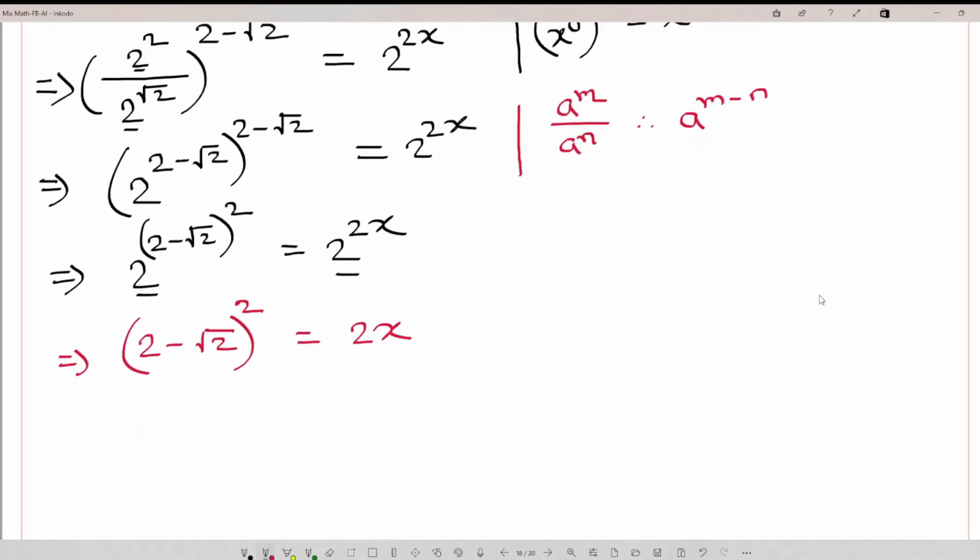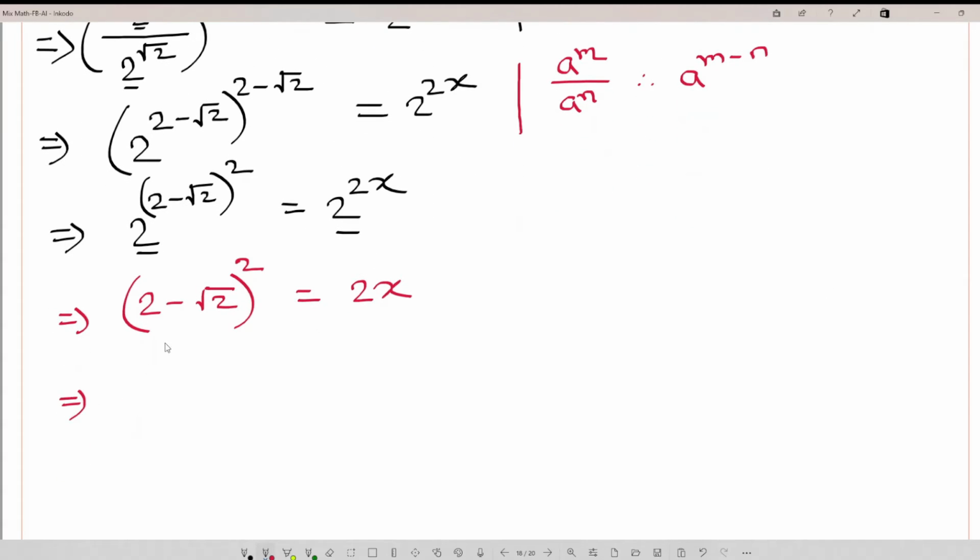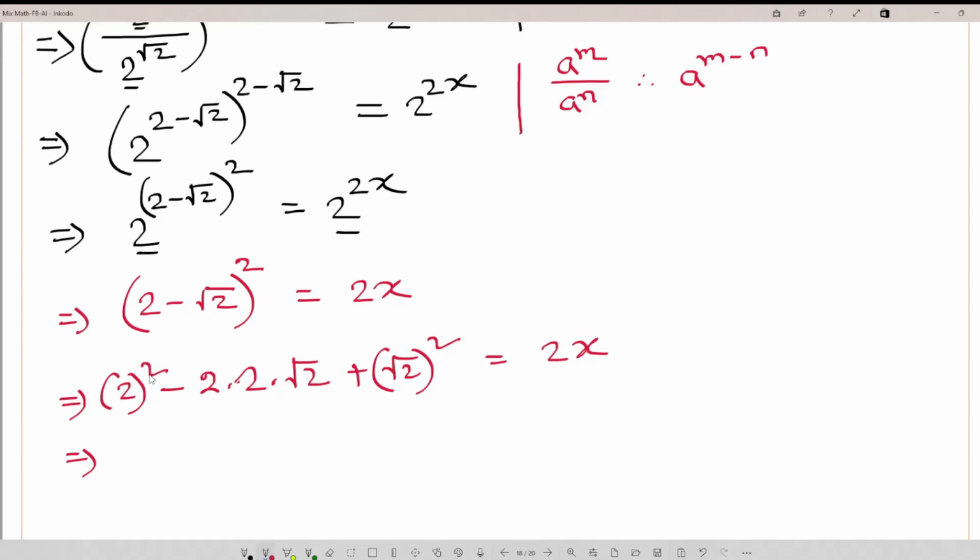Okay, now here, as per (a minus b) whole squared, we can write a squared minus 2ab plus b squared. So a means 2 and b means root 2: 2 squared minus 2 times 2 times root 2 plus root 2 squared equals 2x. Now this is 4 because 2 squared means 4, and here is 4 root 2, plus root 2 squared means 2, and here is 2x.